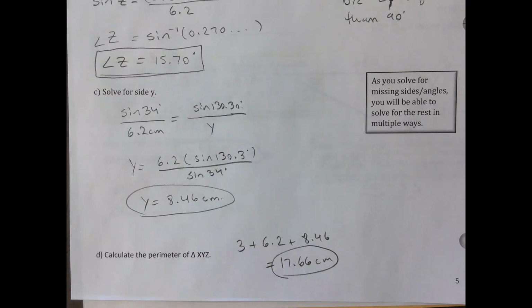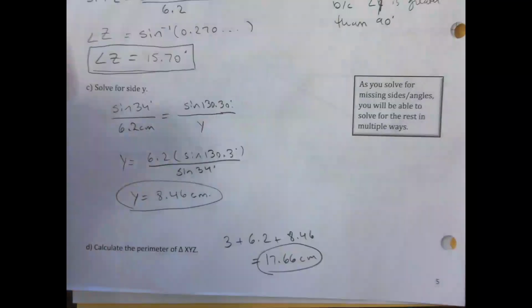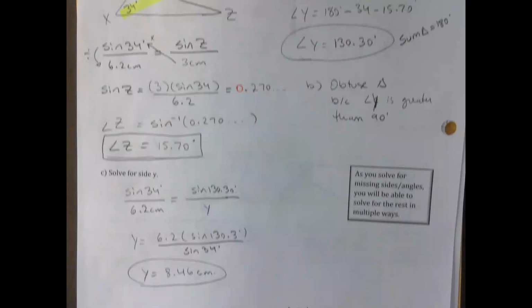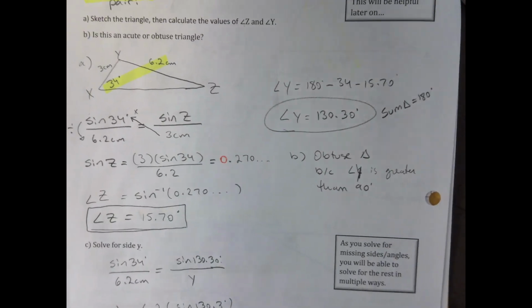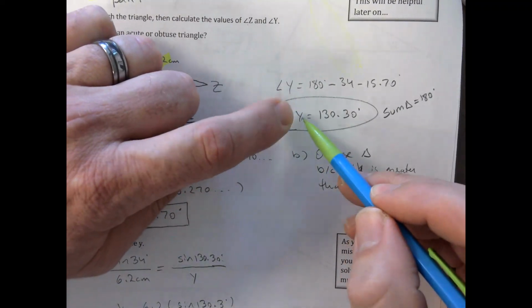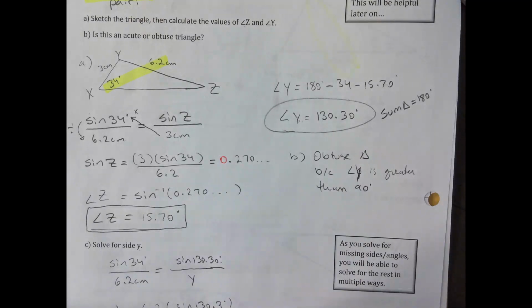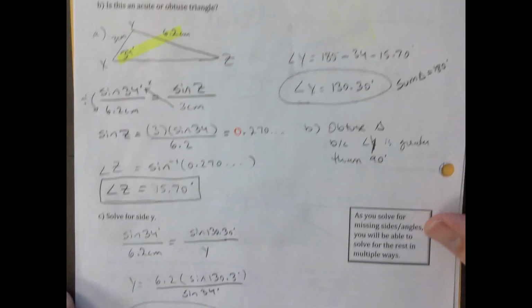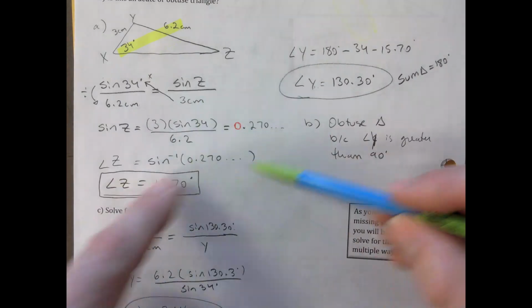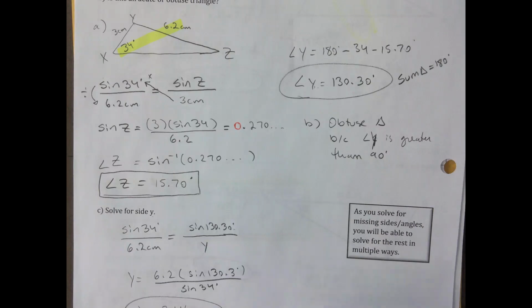Another thing I'm going to warn you about, look up here for a second. We solved for Y, but we did a whole bunch of work before we got there. We first had to solve for angle Z, then angle Y, then side Y. The question may ask you flat out to solve for side Y, and you'd be like, I can't, not yet. You have to do a little bit of work to get there. So just remember that when it arises.